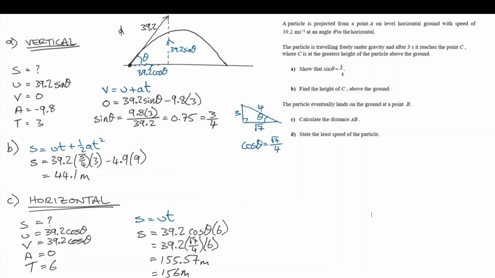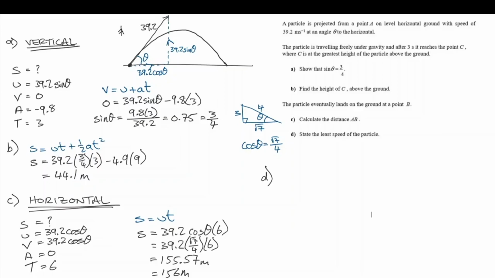156. Part D wants us to state the least speed of the particle. Now the command word here is useful and it's indicative that we shouldn't really be doing any more working out. Our answer is already in front of us. State means just write it down. No more work. It's not calculate, it's not find, it's state.